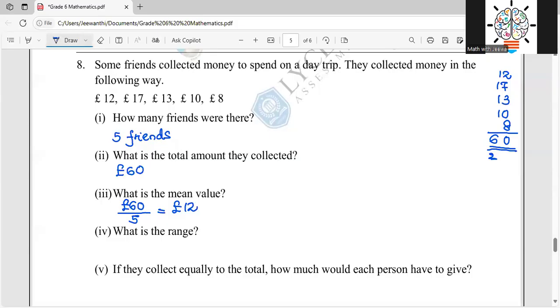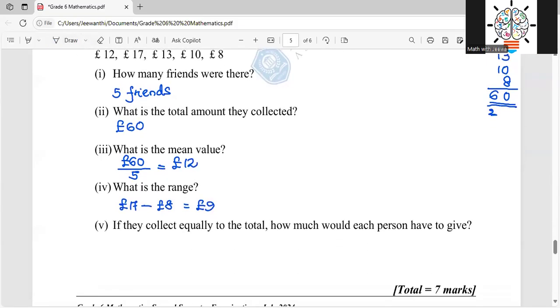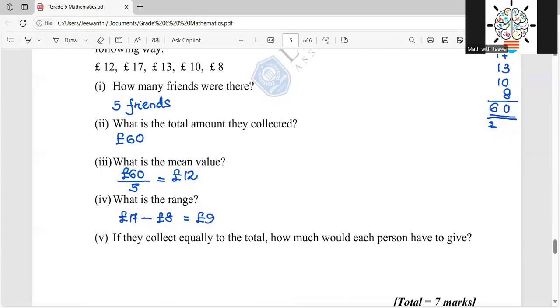How do you get the range, children? The highest value they have collected is 17, and then the lowest value they have collected is 8. The lowest value they have collected, yeah, it is 9, right? Then the next one, if they collected equally to the total, how much would each person have to give?